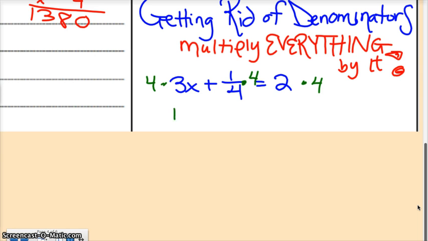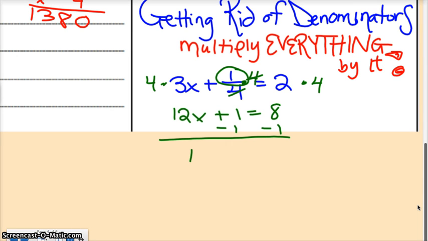Now 4 times 3 is 12x. That cancels out. I'm left with just the top number. 12x plus 1 equals 8. Now I can solve through like a normal two-step equation. Take 1 away. 12x equals 7. X is 7/12. Okay? I'm going to do another one. Again, if I want to get rid of a denominator, I can do that as long as I multiply everything through by it.